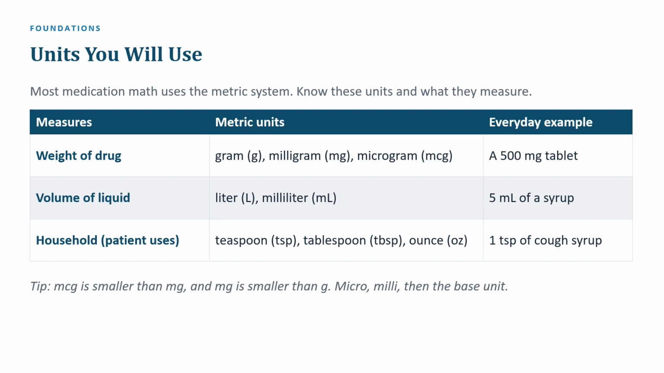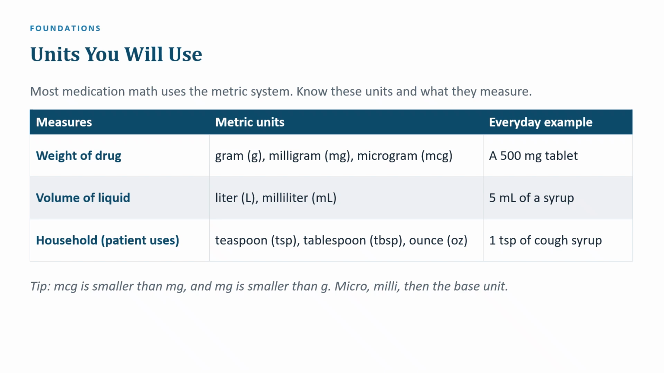Before any calculation, you need to be comfortable with the units of measurement because a dose is meaningless without them. The great majority of medication math uses the metric system, so we'll put our focus there. Take a look at the table. The first row is the weight of the drug itself, meaning how much active medication is present. The metric units are the gram, the milligram, and the microgram, abbreviated lowercase g, lowercase mg, and lowercase mcg. You will see milligrams most often, as in 500 milligram tablet.